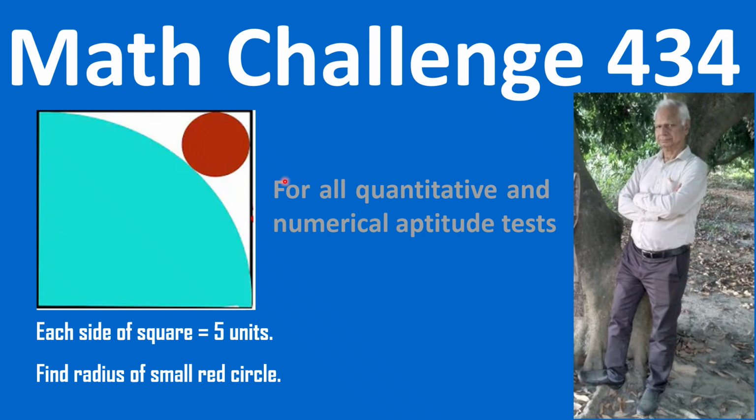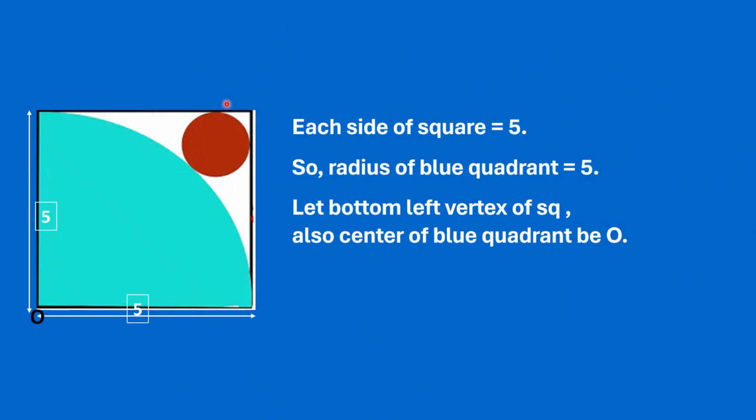Welcome to Math Challenge 434 for junior and senior Olympiads and for all competitive examinations. Each side of the square is 5. That's given. It's given that each side of the square is 5 units in length. So that is the radius of the quadrant. So the radius of the blue quadrant is also 5.